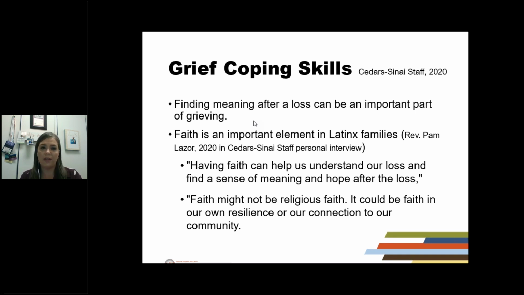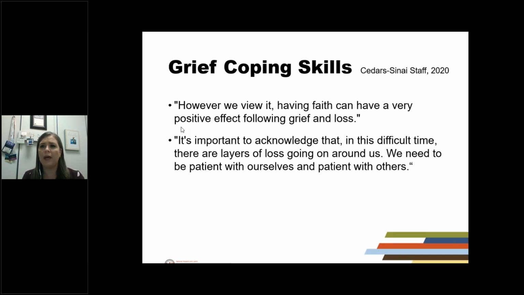Reverend Laser cited that having faith can help us understand our loss and find a sense of meaning and hope after loss. It is very important to acknowledge this in cultures in which faith is so important, one of them being Latinx families. Faith might not be a religious faith. It could be faith in our own resilience or our connection to community. Acknowledging this doesn't mean that we have to have the same beliefs or understand where this is coming from. We just need to acknowledge that Latinx families have these cultural beliefs that distinguish them from other cultures or families. This will also help us identify specific coping skills for these children and youth and also the adults.